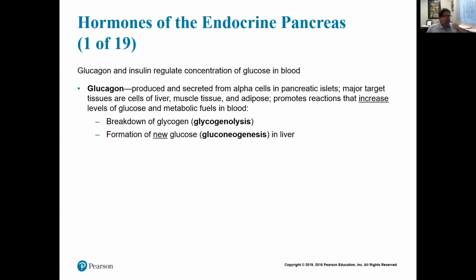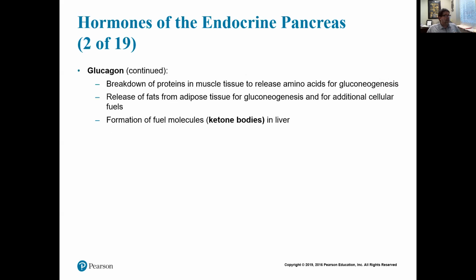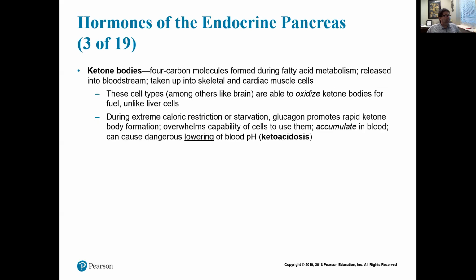Okay, there we go. It talks about how glucagon increases the level of sugar metabolism. Glucagon raises sugar levels, the metabolic fuel in the blood. That's very cool. So we break down glycogen, which is stored energy, right? Glucagon triggers the breakdown of glycogen by the liver into glucose, raising blood sugar levels. It also causes breakdown of proteins into amino acids and release of fats so they can be used for fuel, and the formation of fuel molecules in the liver, which produces ketone bodies.